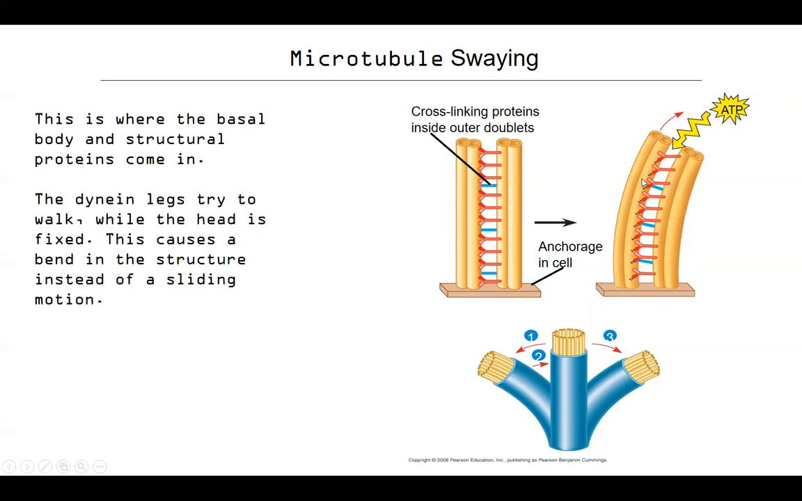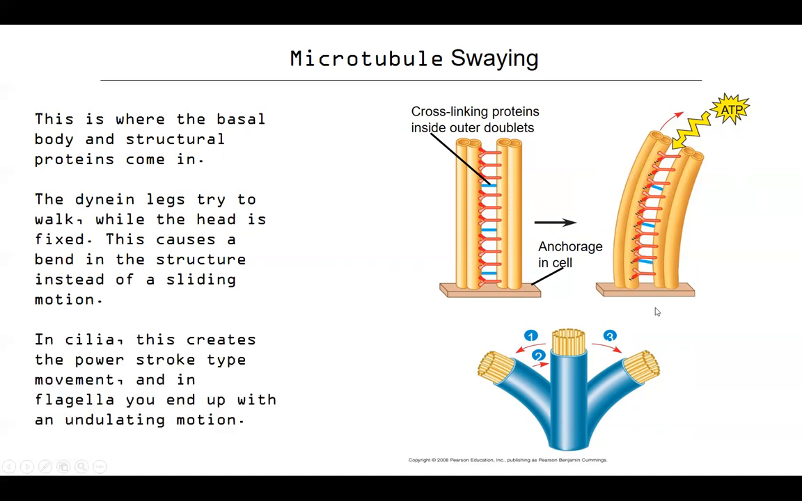When these feet try to walk, instead of sliding, they actually attempt to walk, but they instead create a bend, okay? When they relax, we can then bend the other way. So this is a cycle of walking, detachment, resetting, walking, detachment, resetting, that causes our cilia or flagella to bend in the way that it needs to.